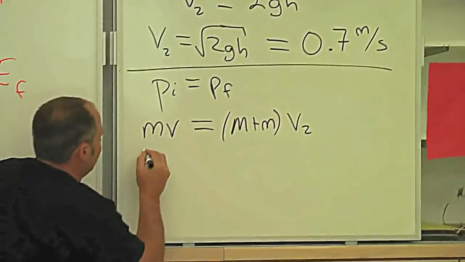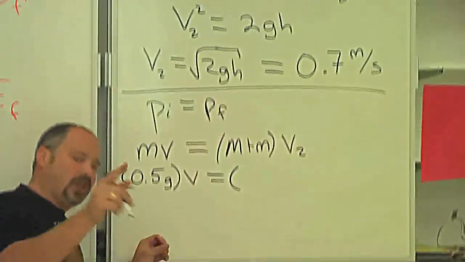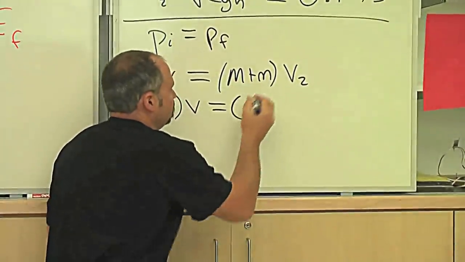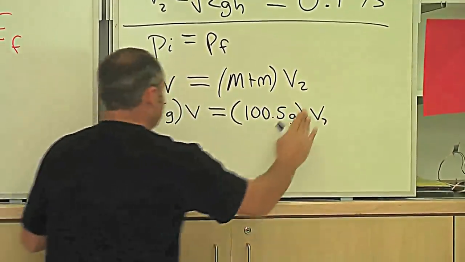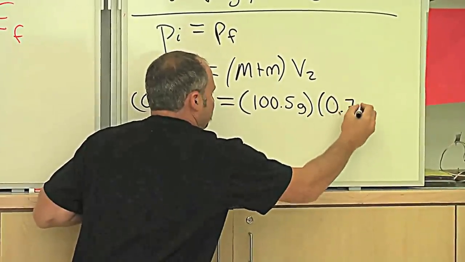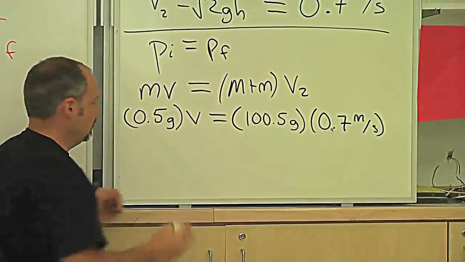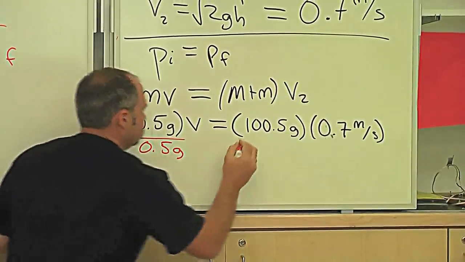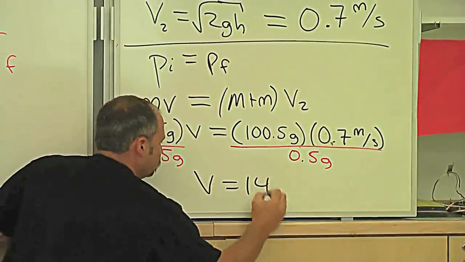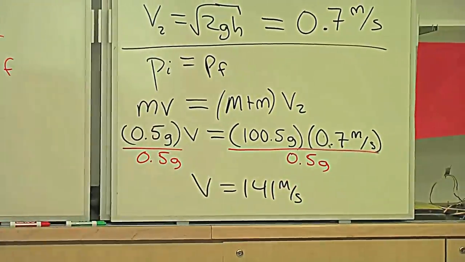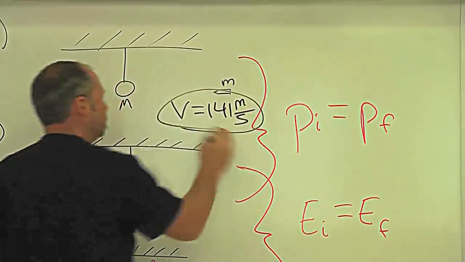Now, the masses of the bullet and the clay blob were previously measured. The mass of the bullet is half a gram, so that's 0.5 grams times v. And then the mass of the clay blob is 100 grams. So 100 plus 0.5, that's 100.5 grams times v2. And we know what v2 is. It's 0.7 meters per second. All I have to do now is divide both sides by the 0.5 grams. And when I do that, I get an answer of v equals 141 meters per second. So now we know the speed of the speeding bullet is 141 meters per second. Excellent.